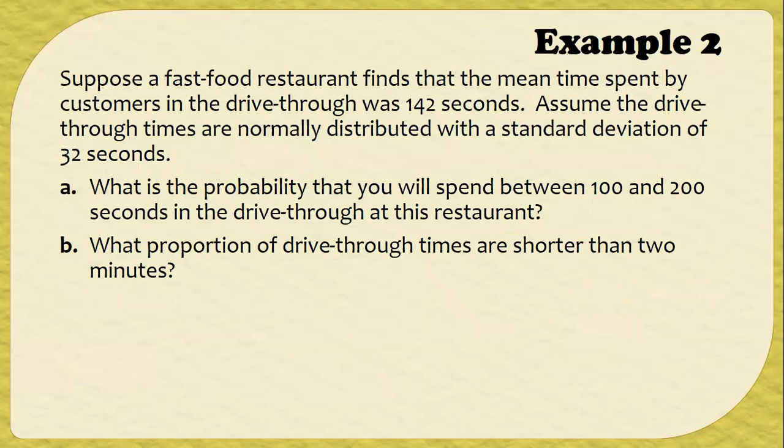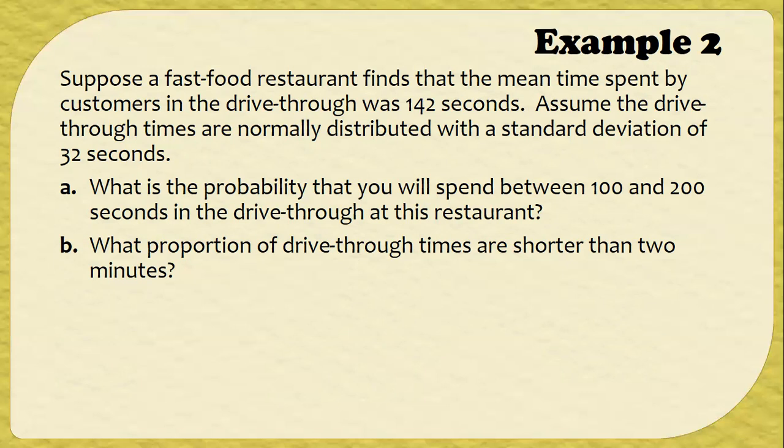So for example 2, it says, suppose a fast food restaurant finds that the mean time spent by customers in the drive-thru was 142 seconds. Assume the drive-thru times are normally distributed with a standard deviation of 32 seconds. All right, so what I'm going to recommend is that you pause the video here and see if you can summarize the information from those first 2 sentences. So don't worry about parts A and B quite yet. Pause the video and summarize those 2 values, and then you can unpause and check your answers.